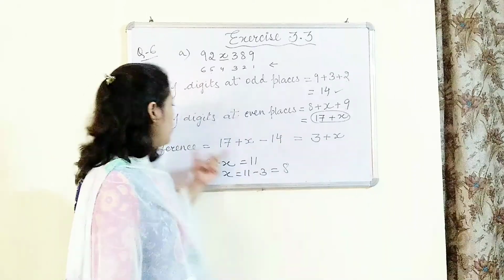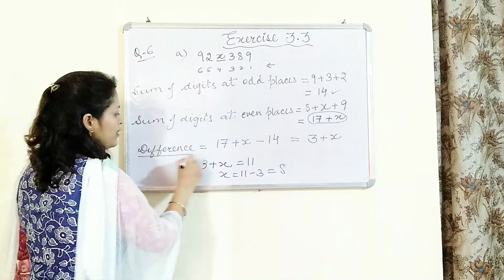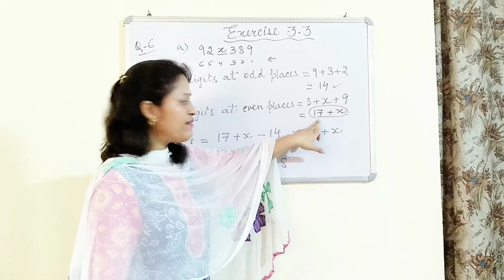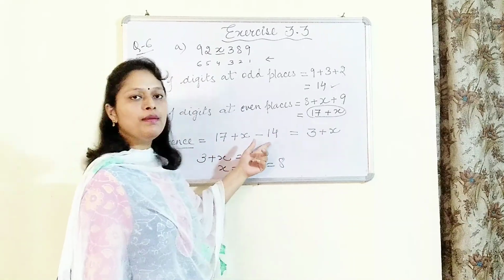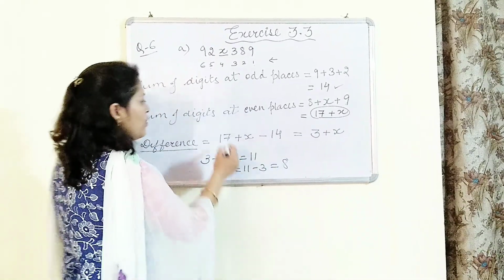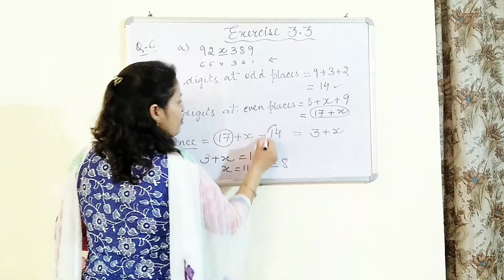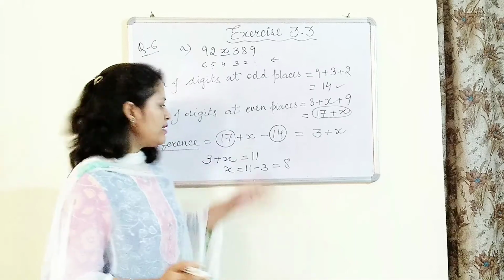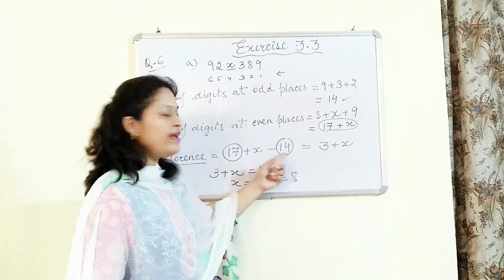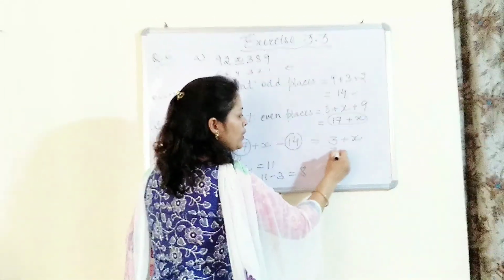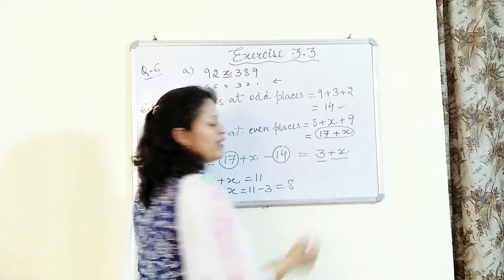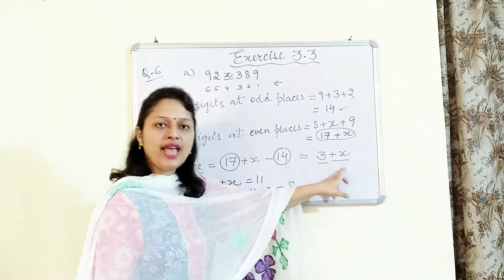Okay. Now the next step is you have to find the difference. 14 is smaller than 17. So you will take 17 plus x first, then minus 14. Now you will subtract 17 and 14. x you cannot subtract because it is an alphabet. So you will calculate 17 minus 14. It will give you 3. Plus x will come as it is. Now your equation is 3 plus x.